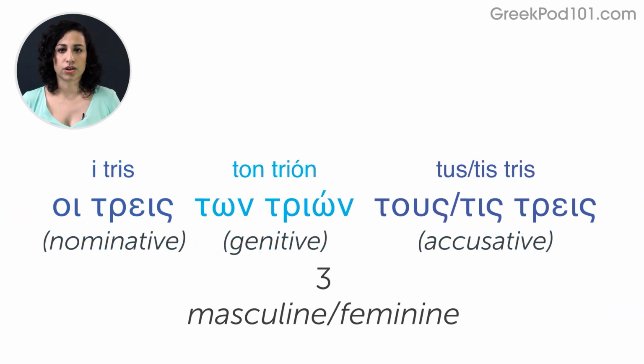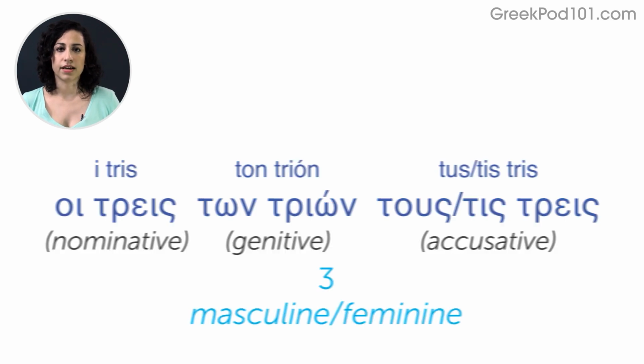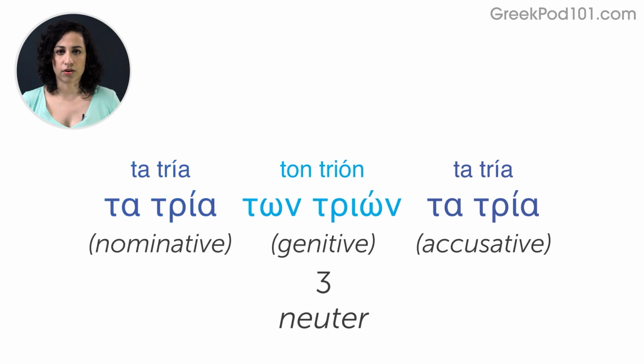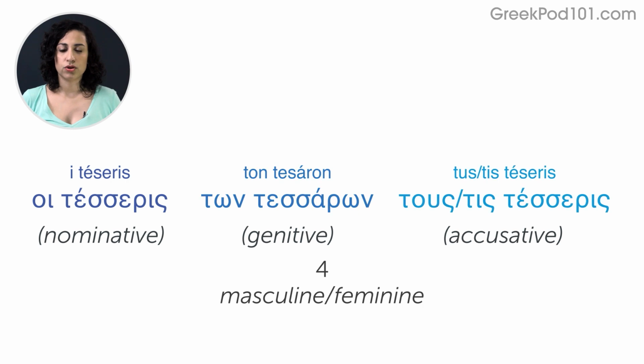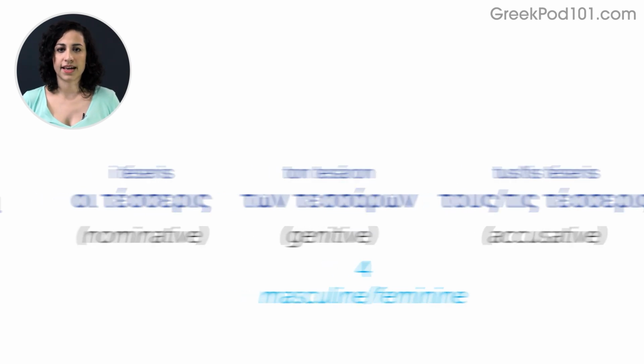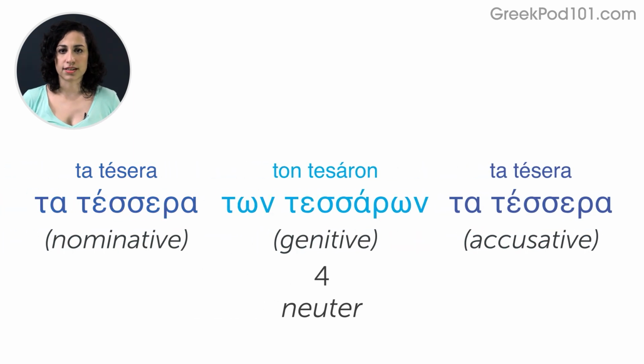Οι τρεις, των τριών, τους or τις τρεις, for the masculine and feminine three. And τα τρία, των τριών, τα τρία, for the neuter. Οι τέσσερις, των τεσσάρων, τους or τις τέσσερις, for the masculine and feminine four. And τα τέσσερα, των τεσσάρων, τα τέσσερα, for the neuter.